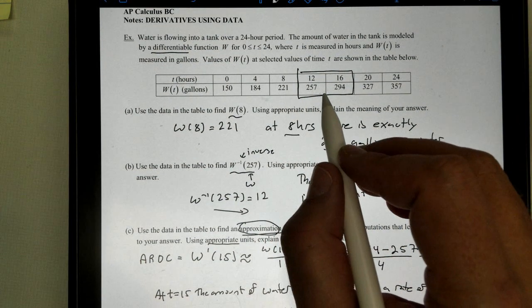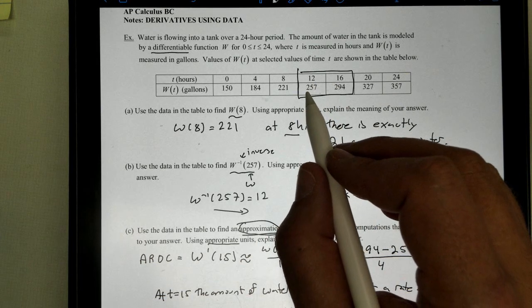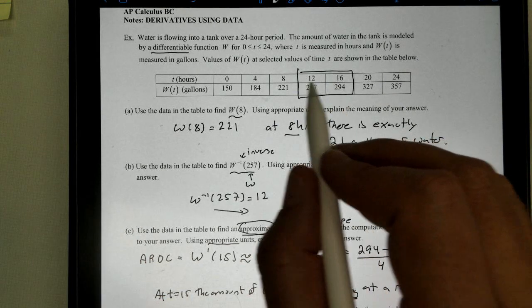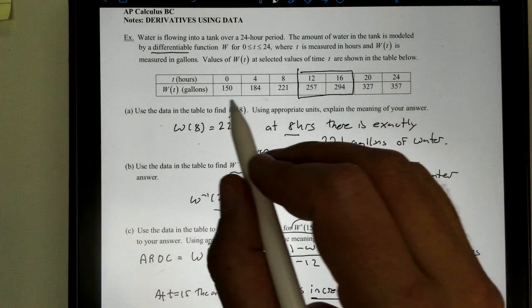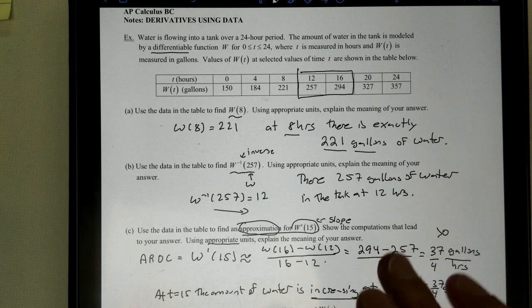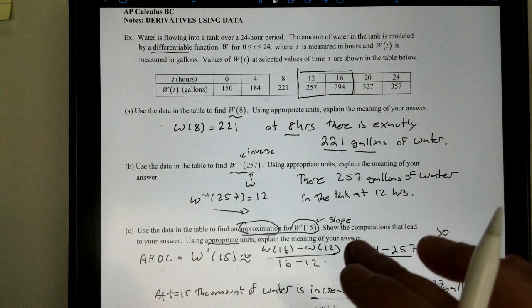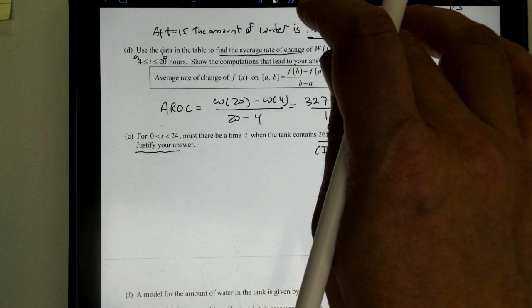So let's go up here real quick and see if we cross 265 at least once. Oh yeah, look right here. Between 12 and 16, we go from 257 to 294. Well, you can go from 0 to 24 if you like too, because I'm starting at 150 and I go to 357. So we definitely cross 265 somewhere in the middle there, at least once.